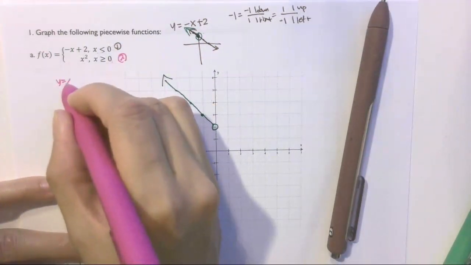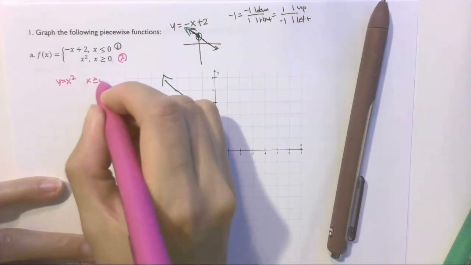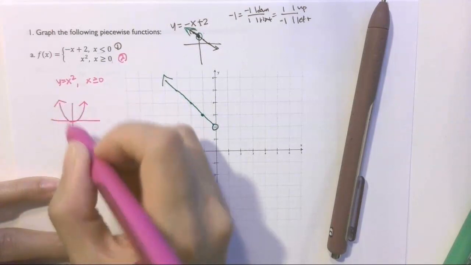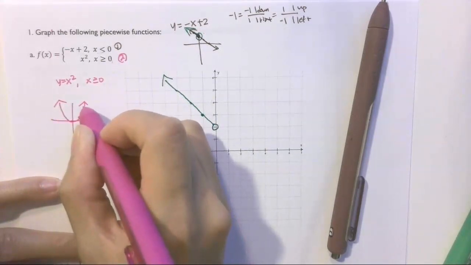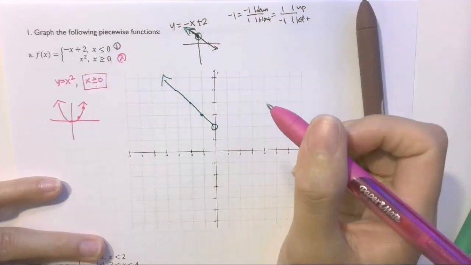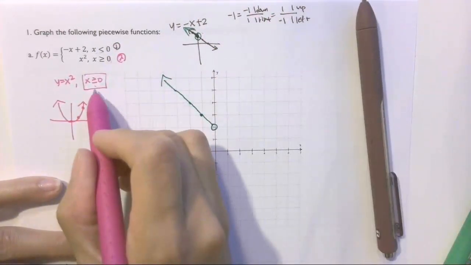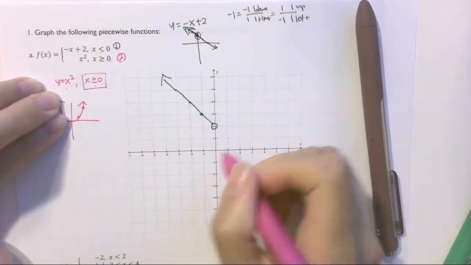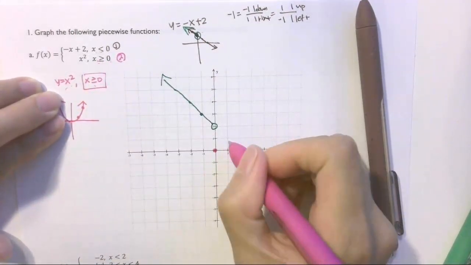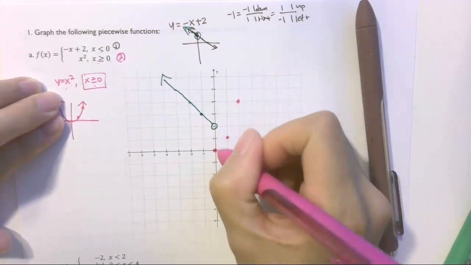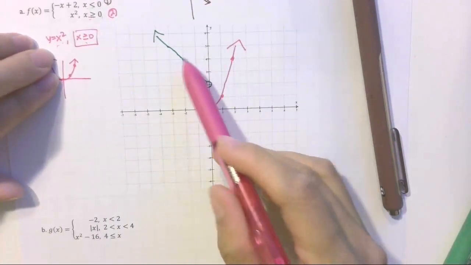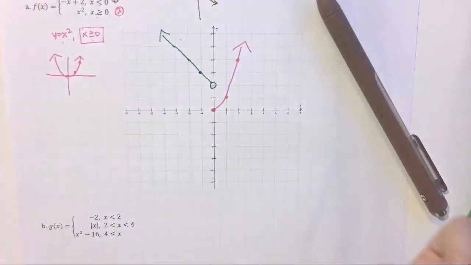All right, number 2. I have y is equal to x squared for x is greater than or equal to 0. If I were to graph the whole thing, that's a quadratic function. 0, 0, 1, 1, 2, 4. I don't want the whole thing. I only want x greater than or equal to 0. So when x equals 0, the y value is 0, open or closed circle? Oh, closed circle. 1, 1, 2, 4. So I just need the second half of the quadratic function. So I have a half linear, half quadratic function there.